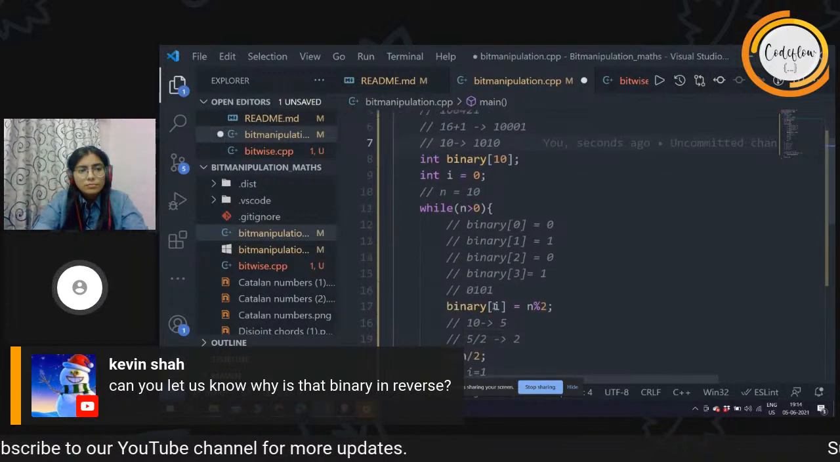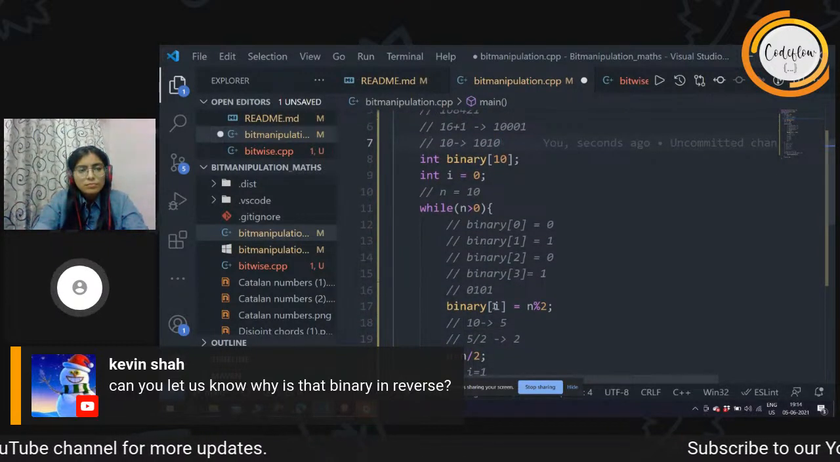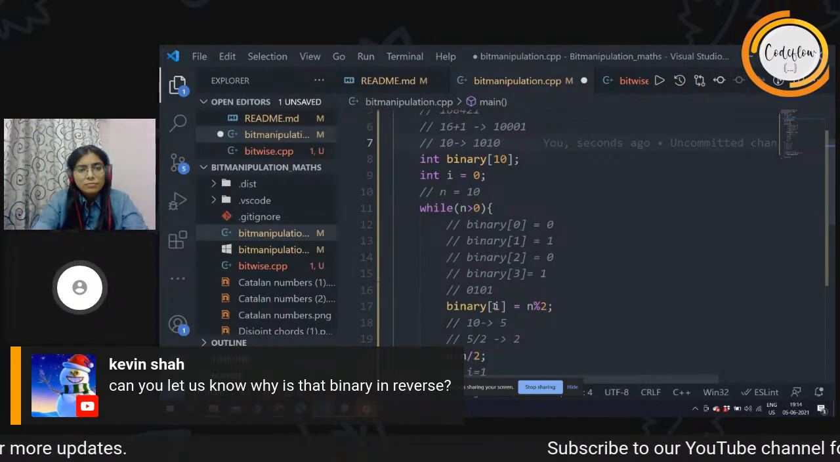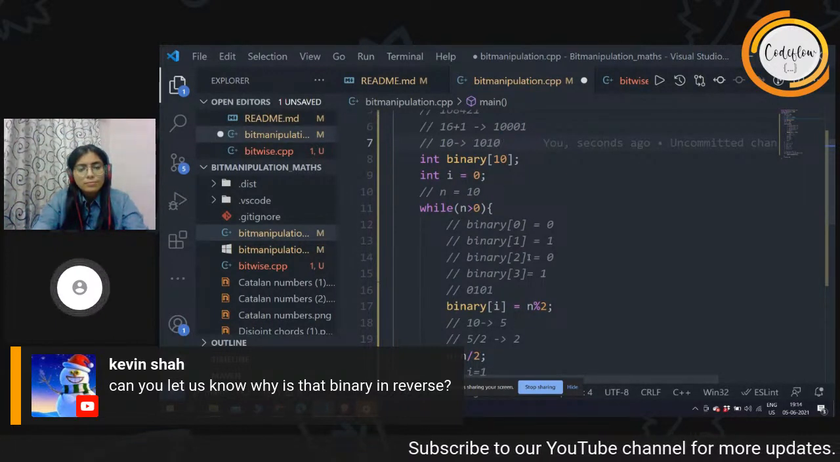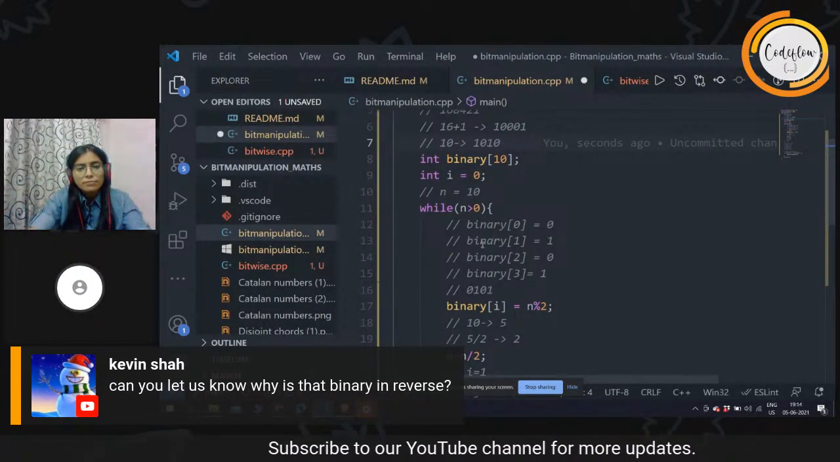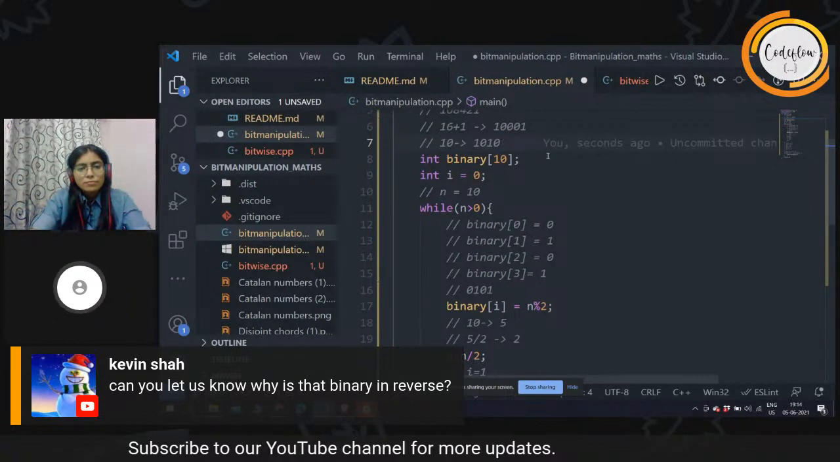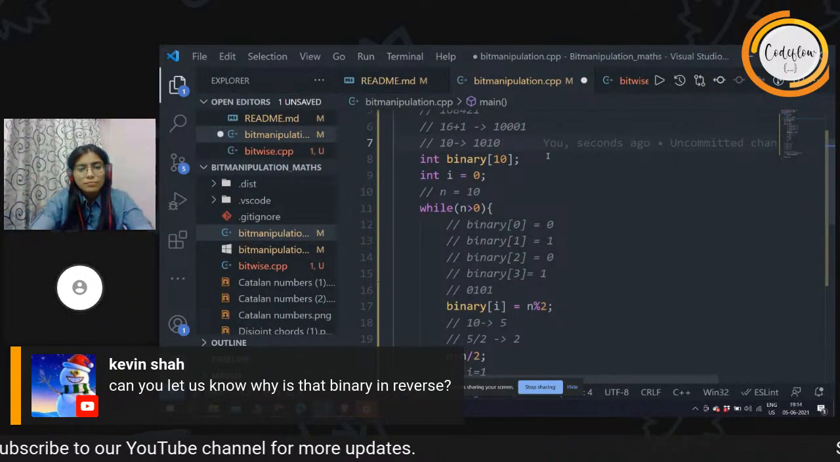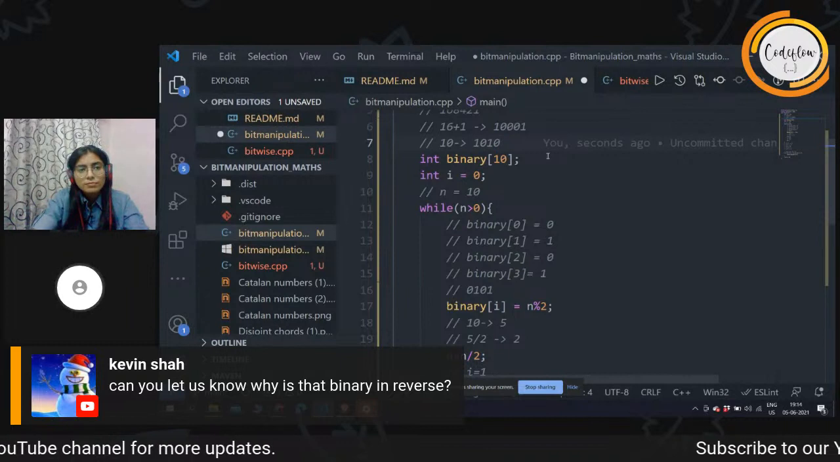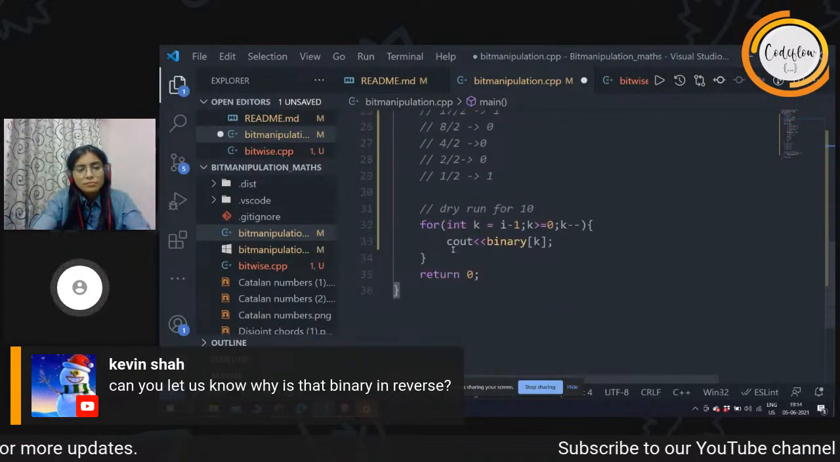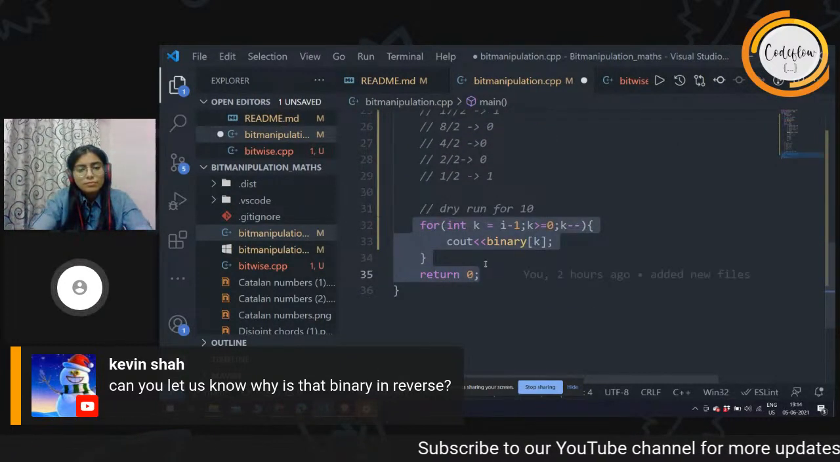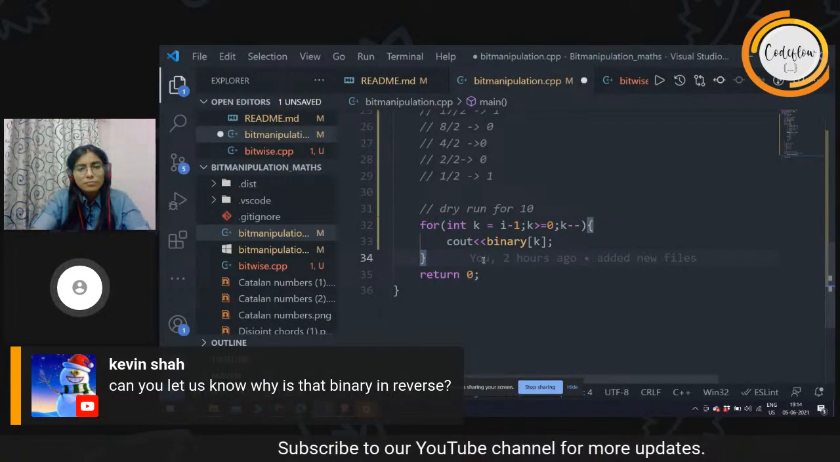If I would have started from the binary array's last index, I would have gotten a straight array. But you also know when we solve it by hand, we create a table and write the elements from bottom to up. This is exactly what we have done. We are writing the elements using this array from bottom to up. I hope this is clear.